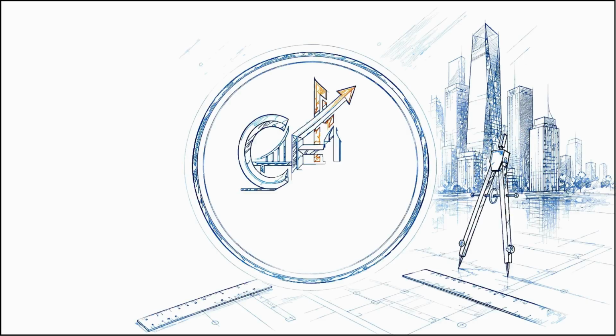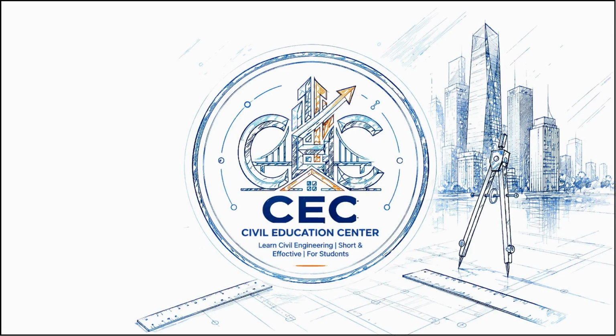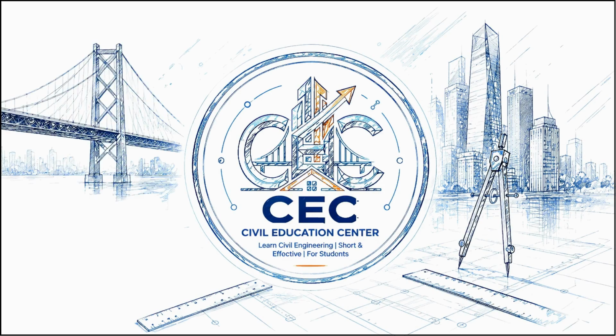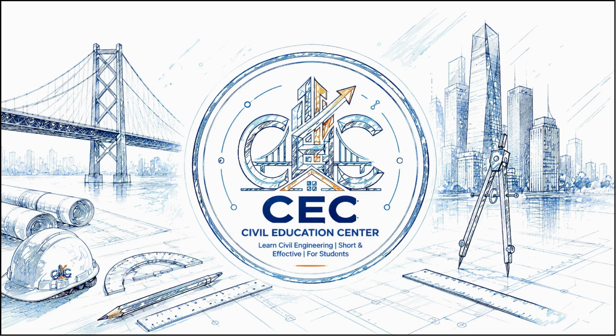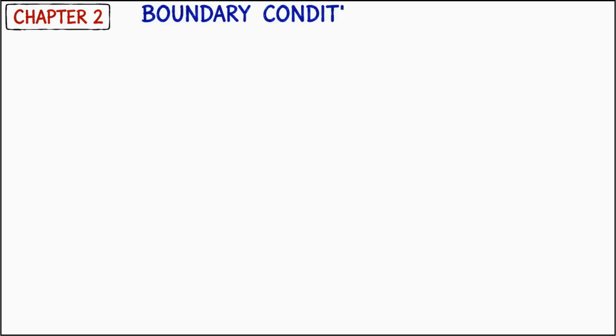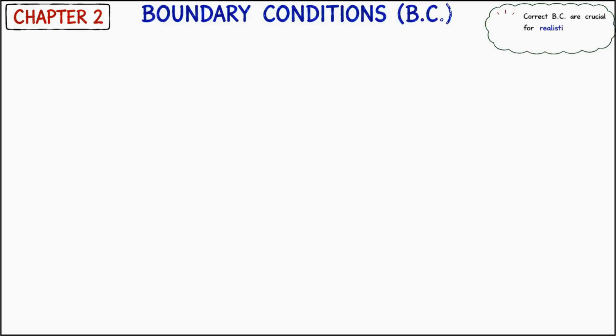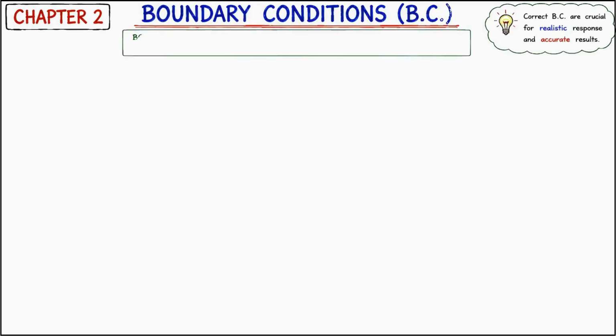Hello, everyone. Welcome back to our Finite Element Method lecture series. In the previous lecture, we learned about mesh refinement, element connectivity, and the importance of local and global coordinate systems. Now that our finite element model has been created, the next step is to define how the structure is supported and how external loads are applied.